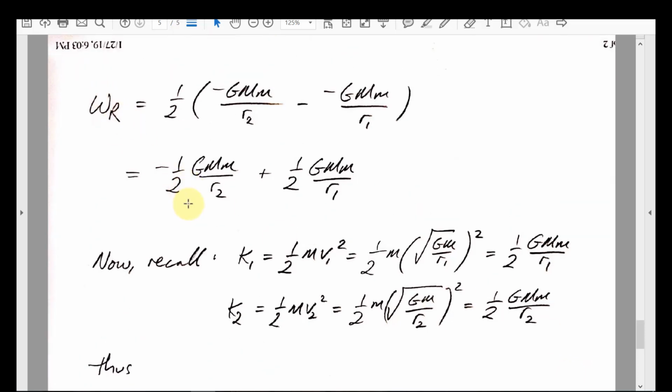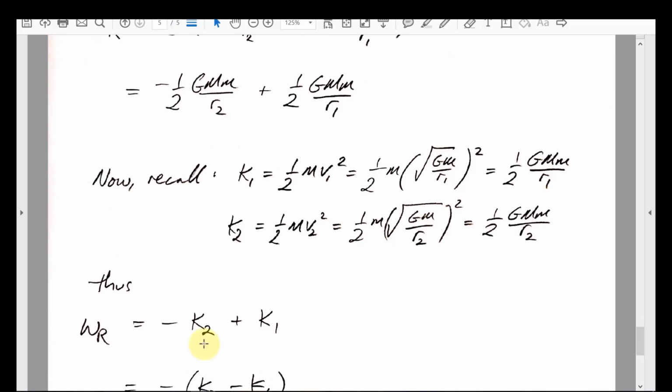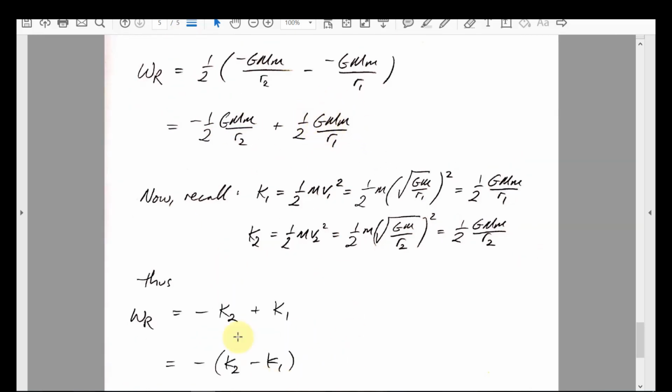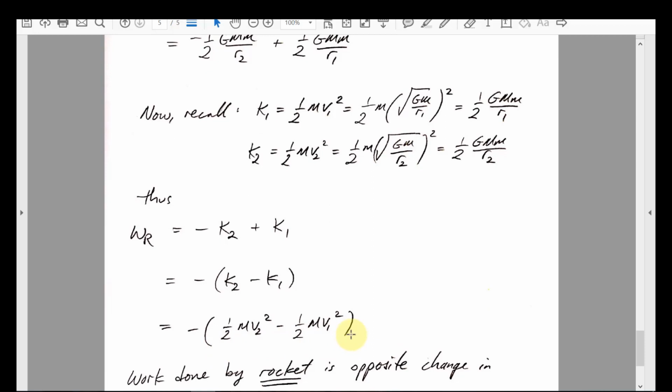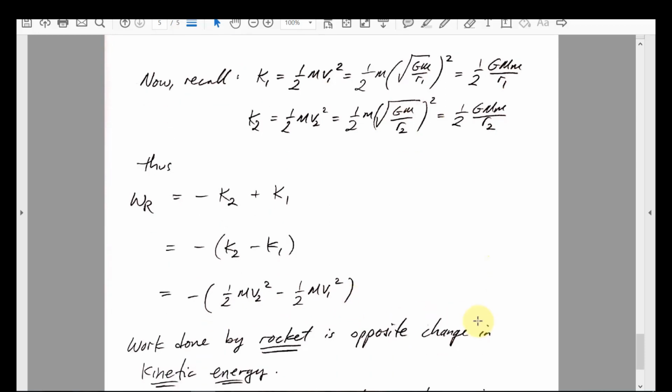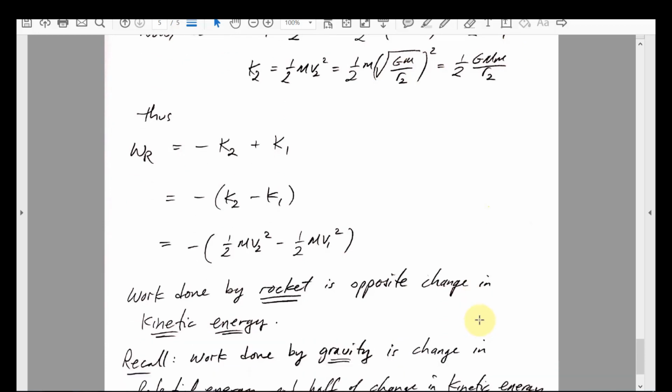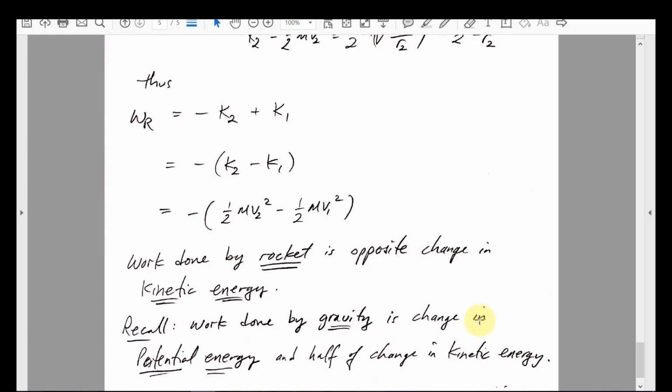So this is the work done by the rocket. This is negative K2, right? Because this is K2 with a negative. So negative K2 plus K1. This is K1. So minus K2 plus K1. Let's factor out a negative and say, okay, the work done by the rocket is opposite that change in kinetic energy. Stated another way, it would look like that. So the work done by the rocket is the opposite of the change in kinetic energy. And the work done by gravity was the actual change in the potential energy, and so therefore it's half of the change in kinetic energy.